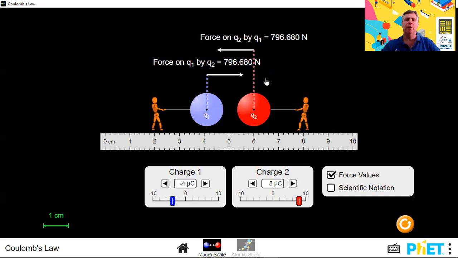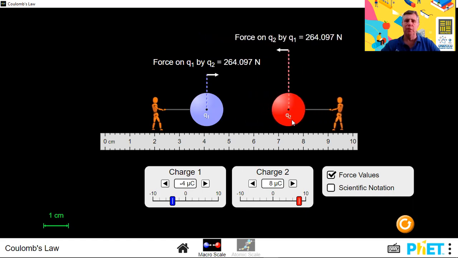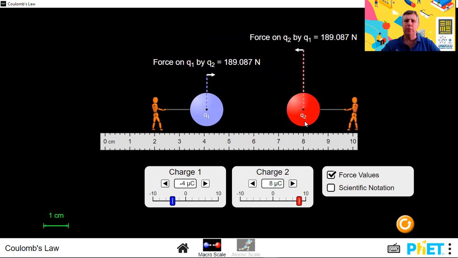But let's do a rough calculation. You can see the force is about 800 newtons. Don't worry about the exact detail. And you can see the distance between them is about 2 centimeters. Now let's double the distance from 2 centimeters to about 4 centimeters. And you can see now the force is about 200. So it went from 800 to 200. So it was divided by 4 when the distance was multiplied by 2.